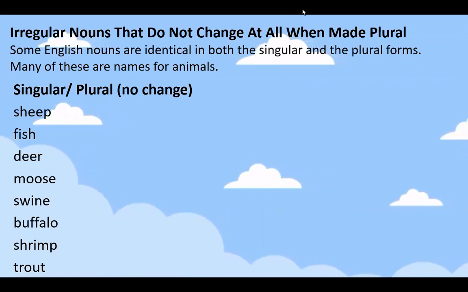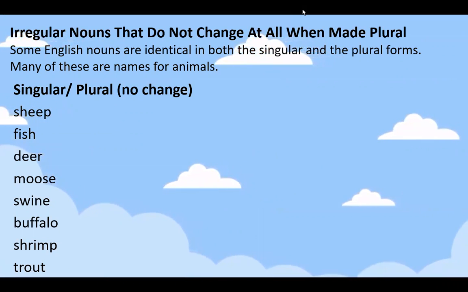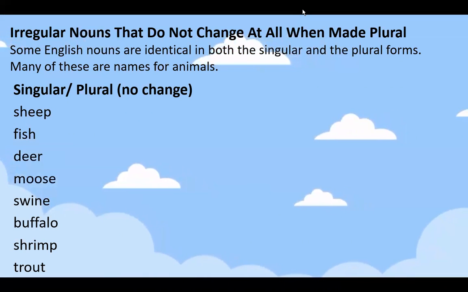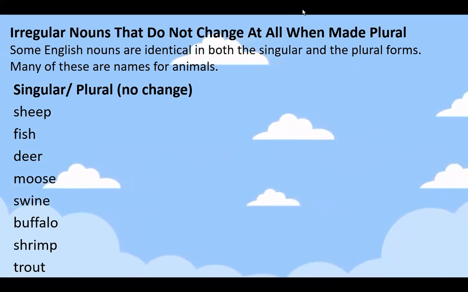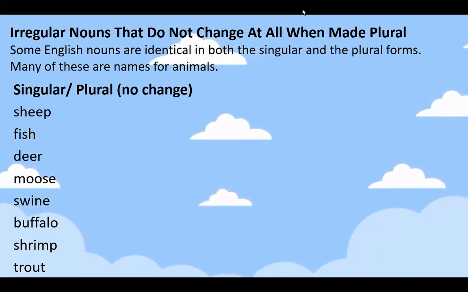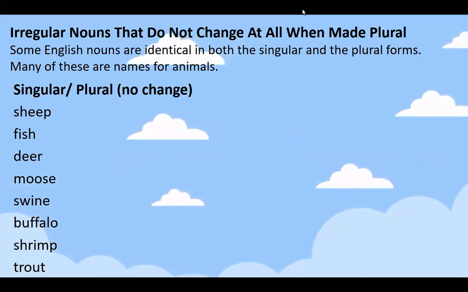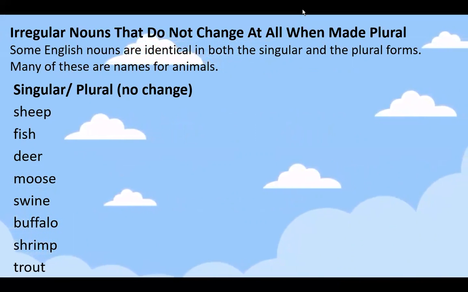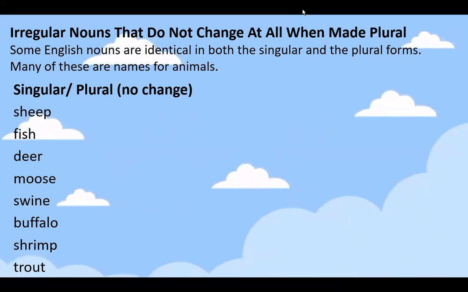And lastly, we have irregular nouns that do not change at all when made plural. They remain in their original form even if they are made into plural. Some English nouns are identical in both singular and plural forms. Many of these nouns are for animals. This is commonly used in animals. So we have the singular or plural, no changes there. We have the sheep, the fish, the deer, the moose, the swine, buffalo, shrimp, and trout.